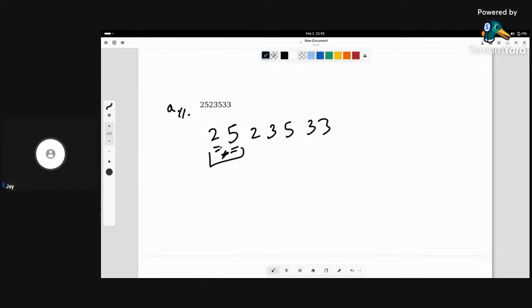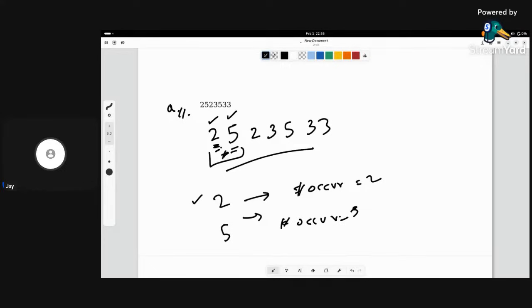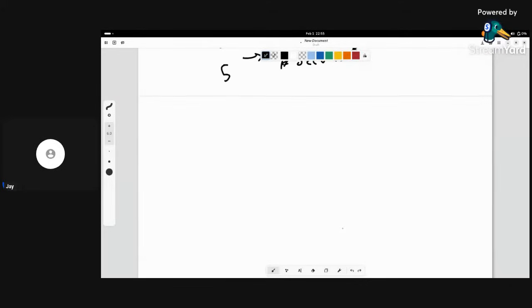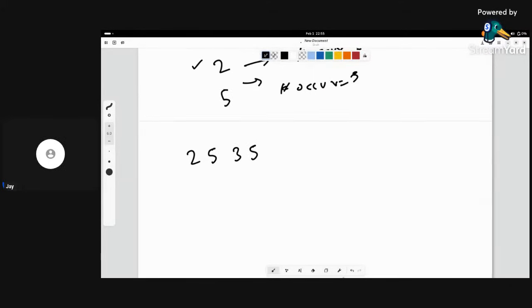The later condition was that these two digits should be valid in the sense that if you're taking a 2, then the number of 2's in the string should be equal to 2. So 2 can be a part of the pair if the number of occurrences of 2 in the string is equal to 2, and 5 can be valid if the number of occurrences of 5 is equal to 5. So consider the string 2523533.